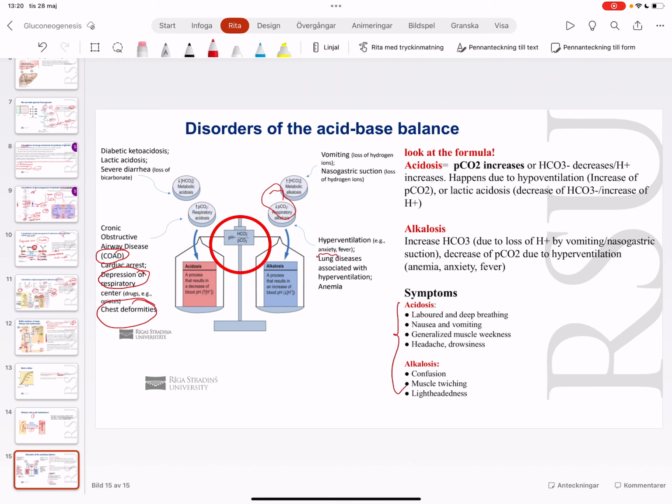And so symptoms of alkalosis and acidosis, we also have to know for the clock, and it's this one right here. If you have acidosis, then you will have labored and deep breathing, nausea and vomiting, generalized muscle weakness, headache, drowsiness. And then alkalosis is confusion, muscle twitching, lightheadedness.